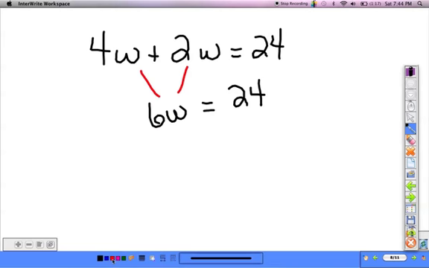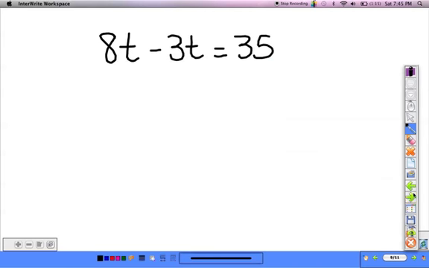So now, the 6 and the w are multiplying. To solve that, I would use the inverse, and I would divide both sides by 6. It leaves me with a positive 1w, and 24 divided by 6 gives me a positive 4.